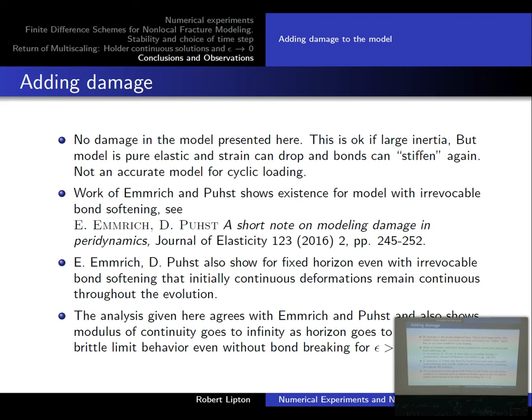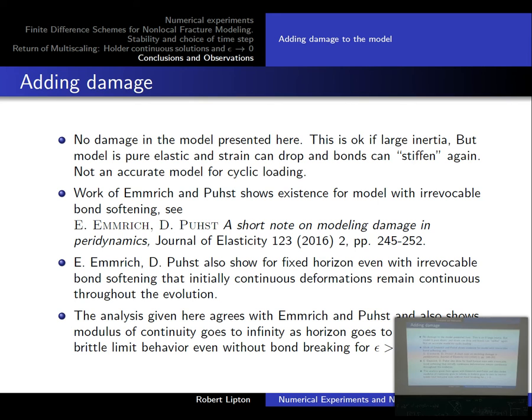In this model there's no damage. As I said, with large inertia that's okay, but since it can heal, the model is essentially purely elastic. It goes smooth, but it could always come back. The dynamics will probably keep it breaking, so you're not going to see it heal. But in principle, if you have cyclic loading, you want to damage it a little bit, and then damage it some more if you load even harder. You need some sort of damage involved.